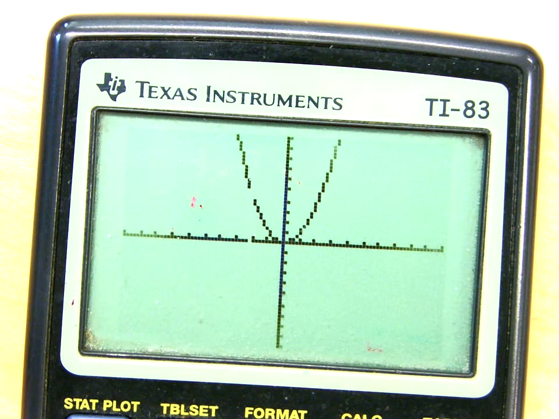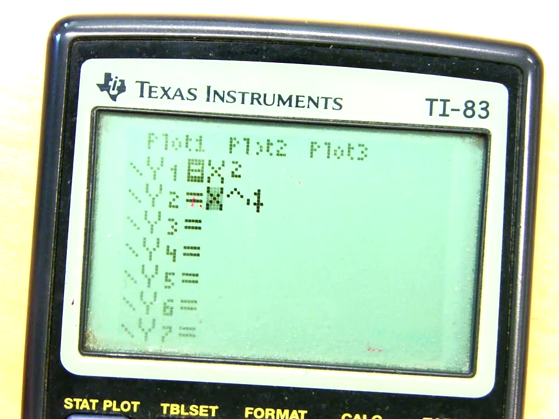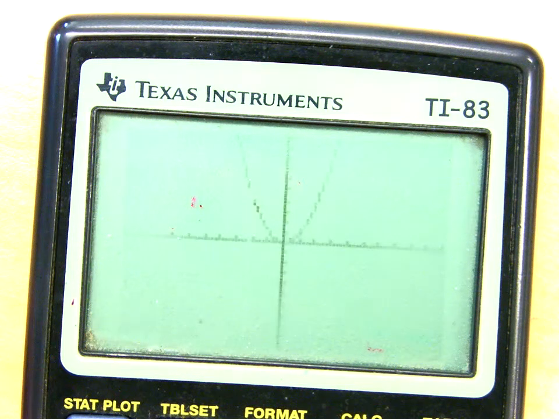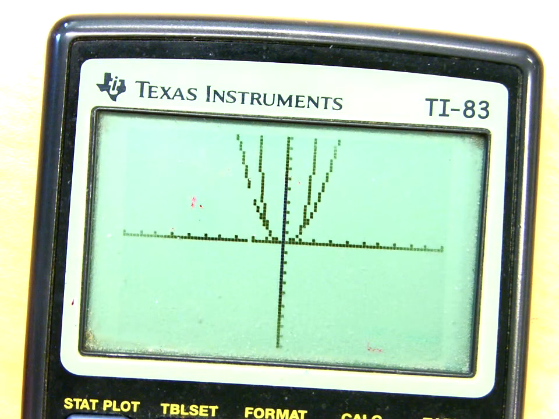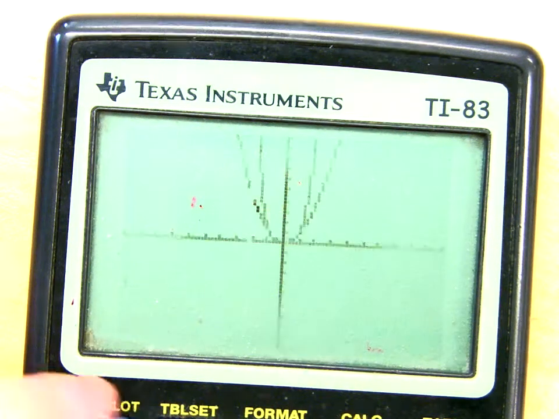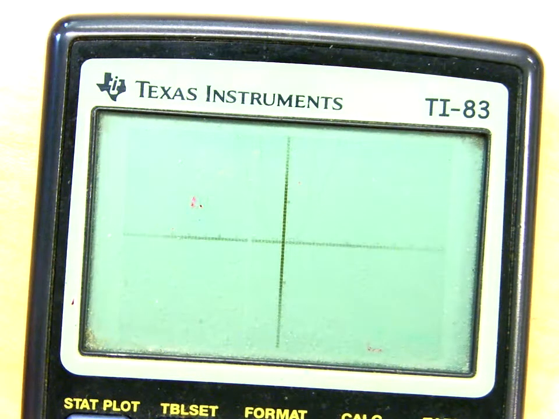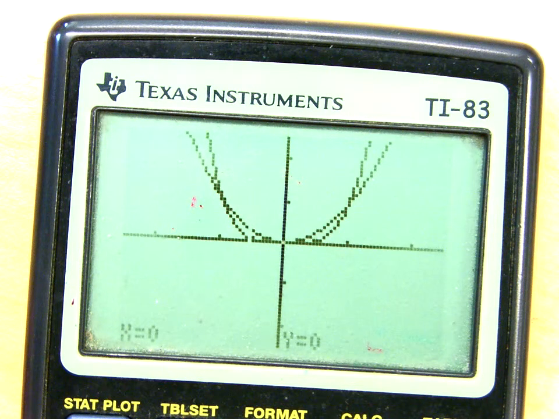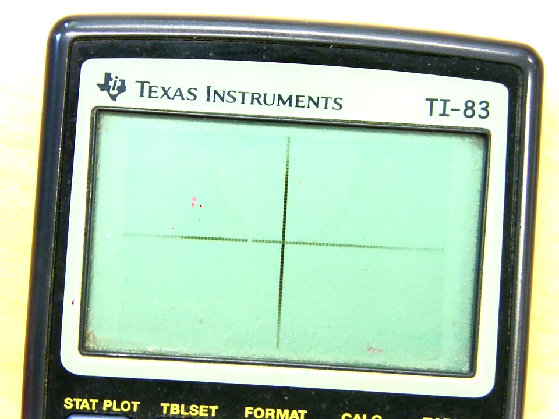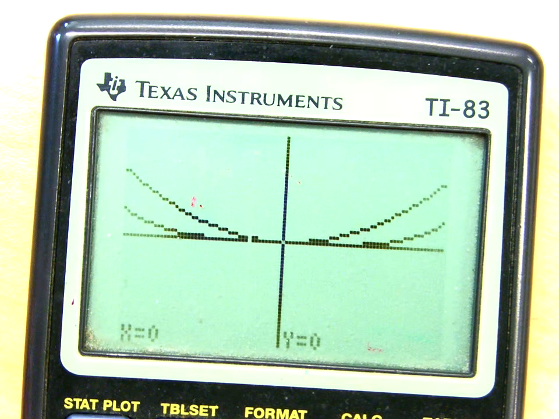So there's x squared, normal x squared. And now let's add the x to the fourth. I don't know if you can really tell, but it's a little bit flatter at the bottom. Maybe if I zoom in. There's x squared, and there's x to the fourth. See it? Do you see how it's kind of... There's x squared, and there's x to the fourth. So, anyway.